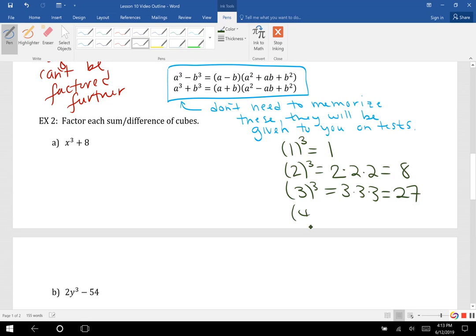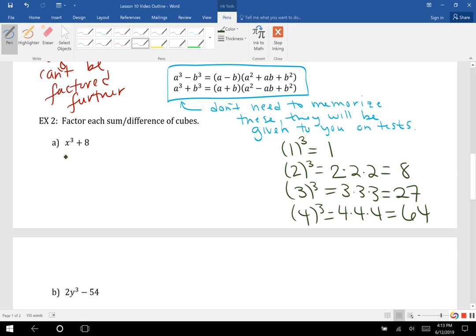4 to the 3rd is 4 times 4 times 4, or 64. Those are some examples of perfect cubes. So when we see a sum or a difference of perfect cubes, we can actually factor it using these formulas.